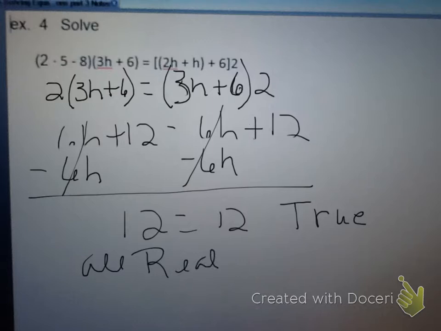So the answer is all real numbers. What that means is that you can plug in anything for x or n, and it will be a true statement. The abbreviation for all real numbers is 2 lines with the big R. So you could write it either one of those ways.